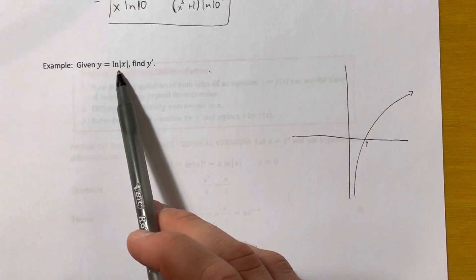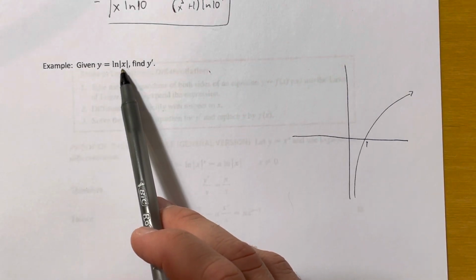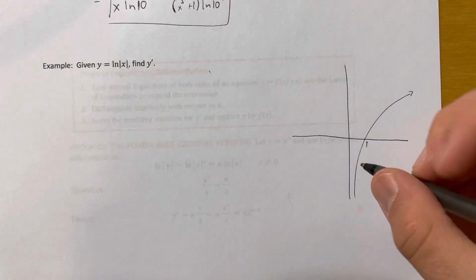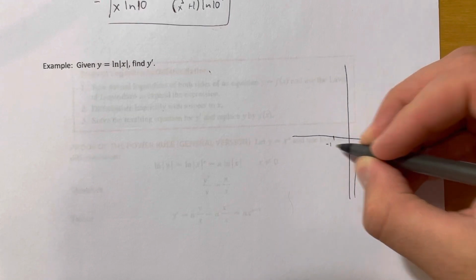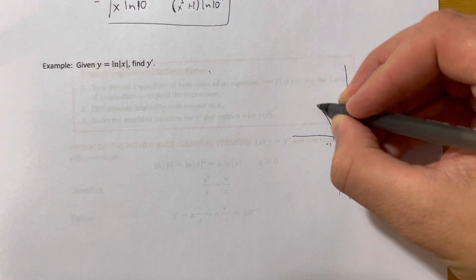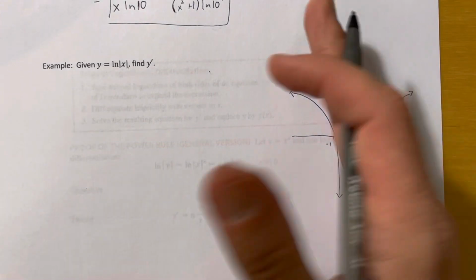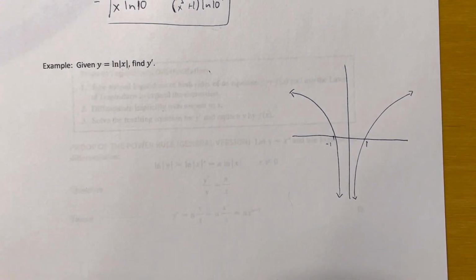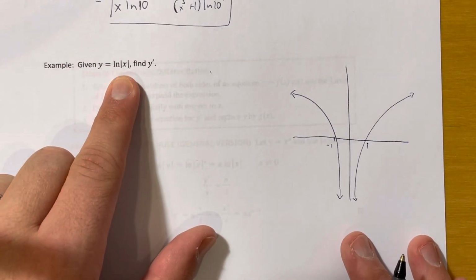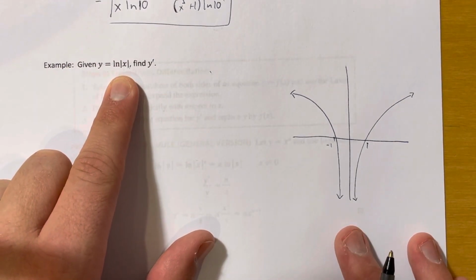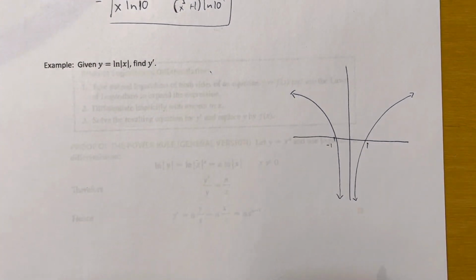Furthermore, this absolute value in here makes this an even function, which means the graph is just going to look like a reflection of the natural log function across the line x equals 0, across my y-axis. Okay, so this function is defined everywhere except for 0, because there's still a vertical asymptote there.